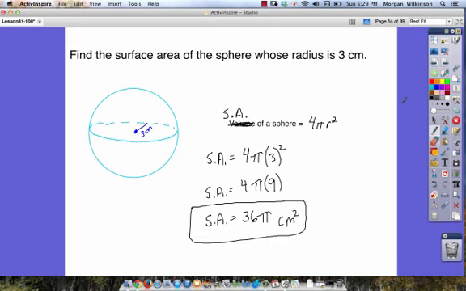Be sure in your notes you've got both the surface area of a sphere written down for its formula, 4 times pi times the radius squared, and that you have the volume of the sphere written down as well, 4/3 times pi times the radius cubed.